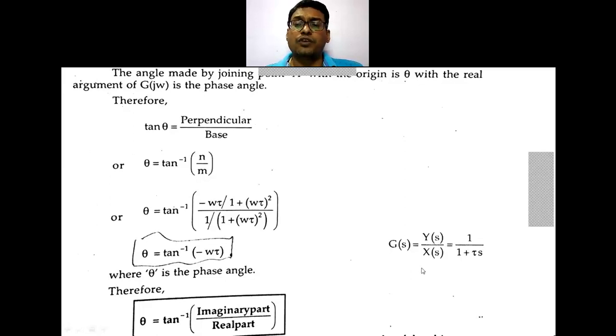So again we will remember that for a transfer function of 1 upon 1 plus tau s, theta is equal to tan inverse of minus omega tau. So tau will be there. If the transfer function is 1 upon 1 plus 2s, then it will be tan inverse of minus omega times 2.